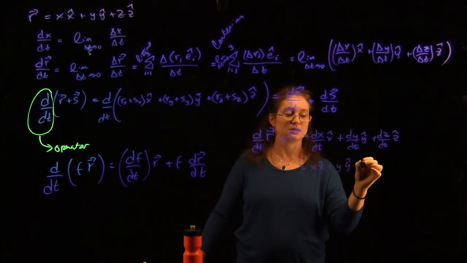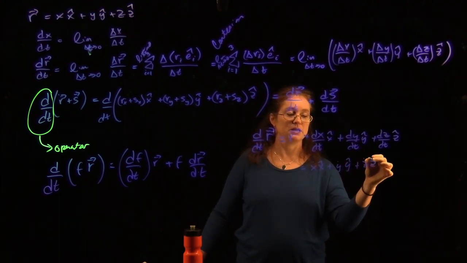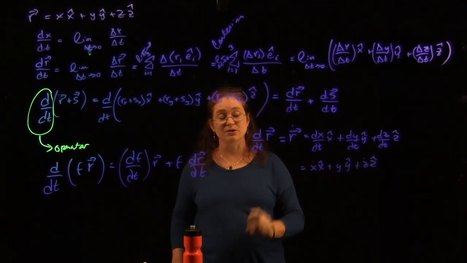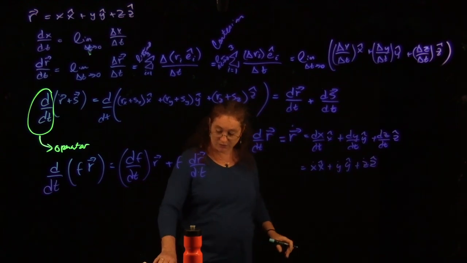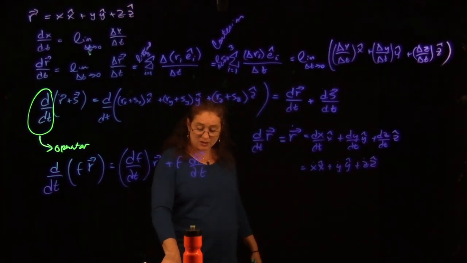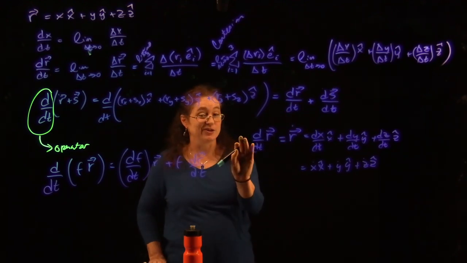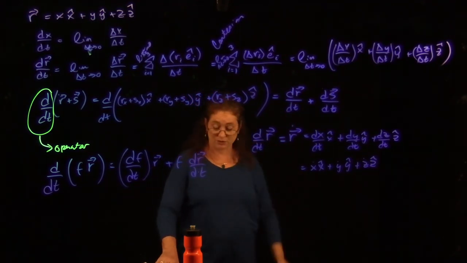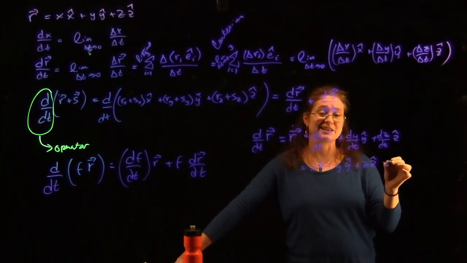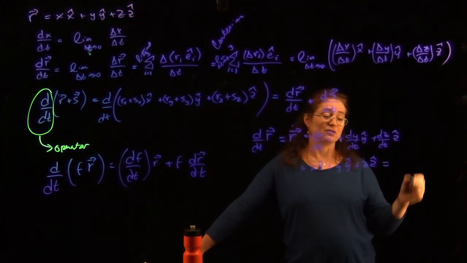y dot y hat plus z dot z hat, where here I can put that dot over a scalar as well, and I'm taking the time derivative of any of the different components. So this is an introduction of another bit of notation. And because this is a classical mechanics class, I am often talking about the velocity of things.